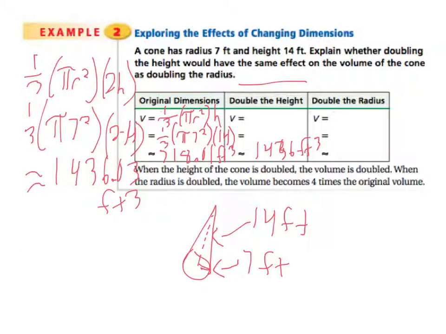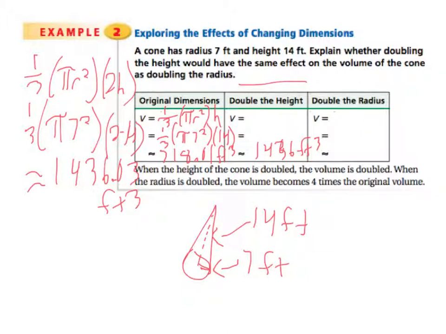So we see that the original was about 700 and this became about 1400. So it seems like it was almost doubled. Okay, so when we double the height, the volume gets doubled. So think about this. We're going to double this height, so this cone is going to become like this long, about double the height. Then the volume would double.